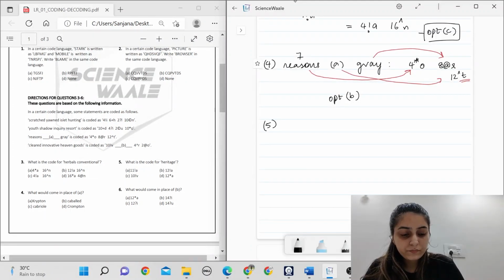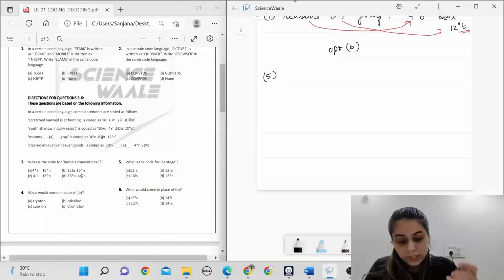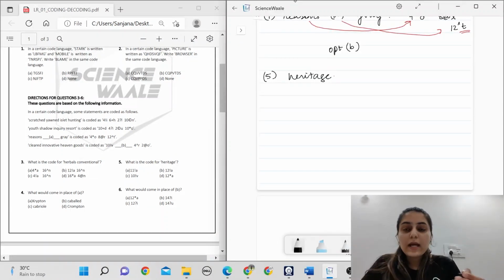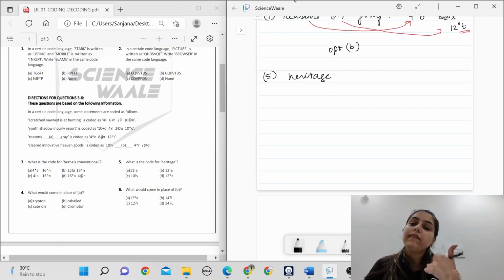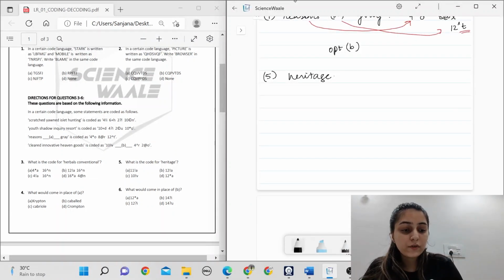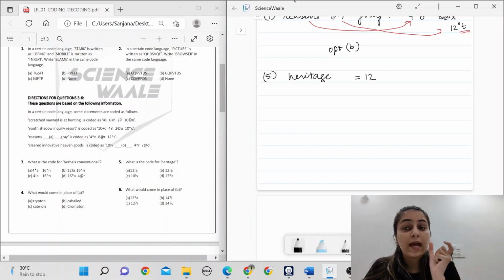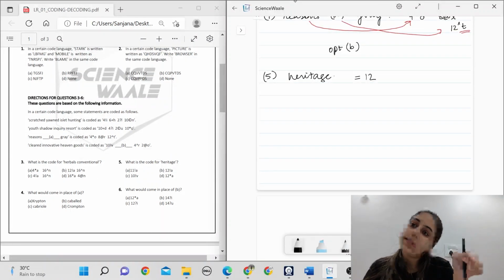Fifth one. What is the code for heritage? Heritage is an 8-letter word, so it's an even. So 8 plus 4 is 12. Now the word starts with H. So we need to find out which word starts from H in the piece of information they have given to us, and then look for the symbol it has.